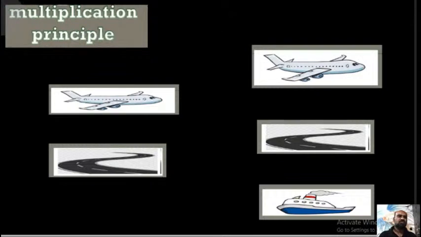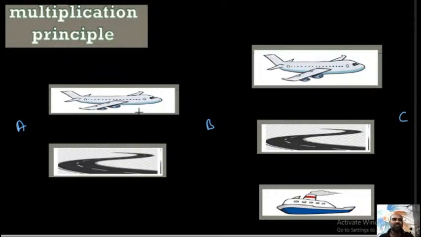Okay, students, here we have three towns, say town A, town B, town C. From town A to town B you have two ways to travel: one is airway and another is roadway. From town B to town C we have three ways to travel: airway, roadway and seaway. A person wants to travel from A to C. How many different ways can he travel? That is an interesting thing.